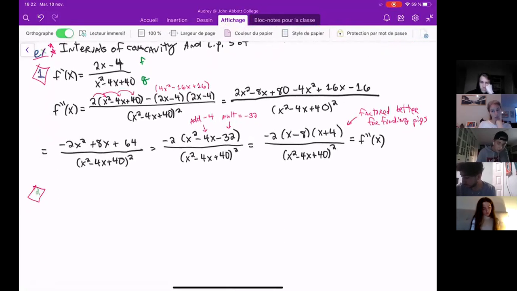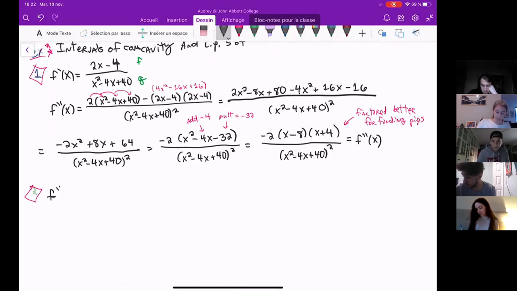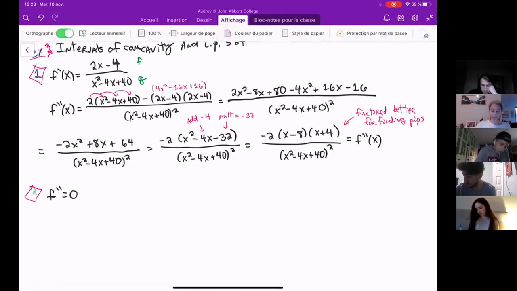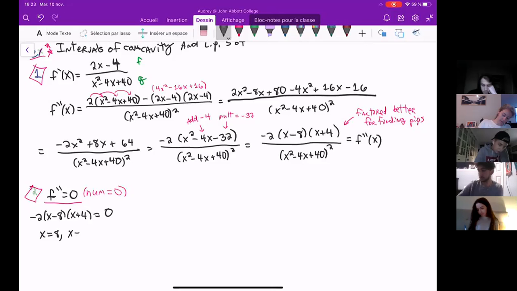So this brings us to our step 2, which is to find those PIPs. That means we're setting f double prime equal to 0, which is like setting the numerator equal to 0. So here I have -2 times (x - 8) times (x + 4) equal to 0. And what values do I get? 8 and -4. You got it. So I get x = 8, x = -4.